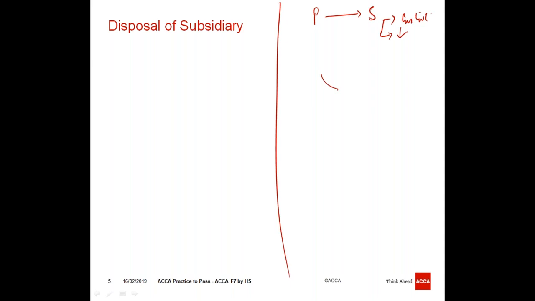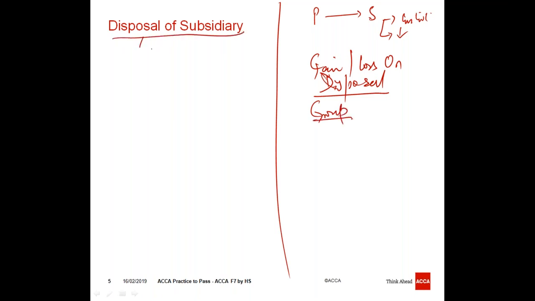So we have to calculate, and the detailed discussion of this disposal topic is actually related to the SBR paper. So you don't need to worry about the disposal cases. The most important thing is how to calculate the gain or loss on disposal. So actually there are two types of gain: one from the group's perspective, and the second one in the books of the parent company.